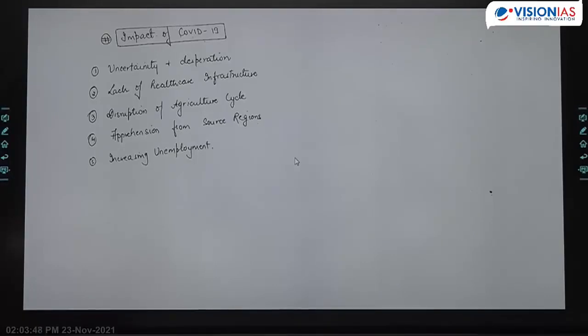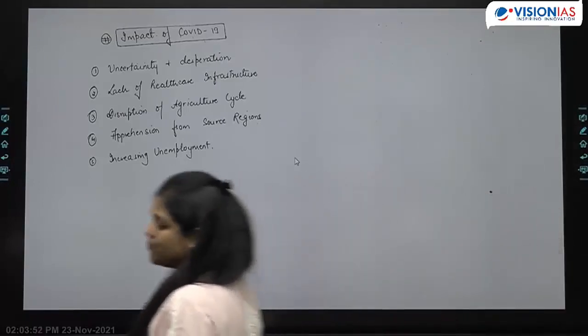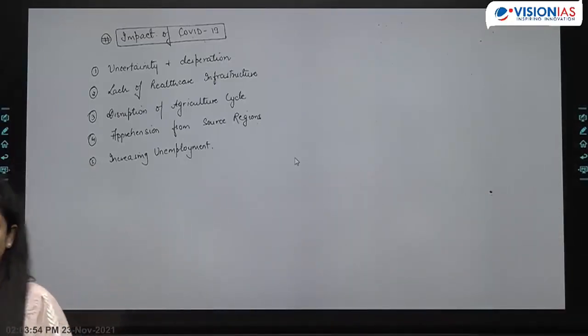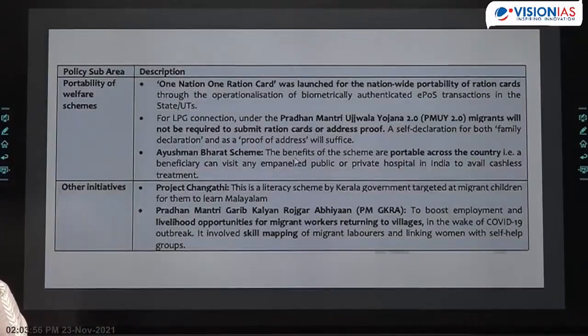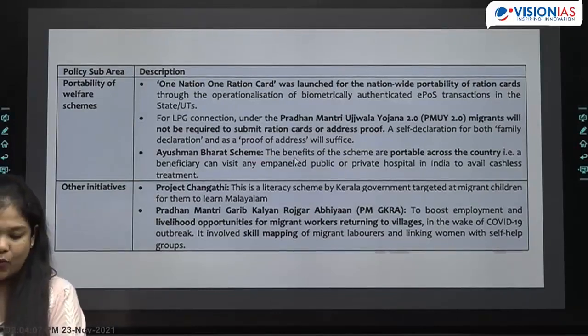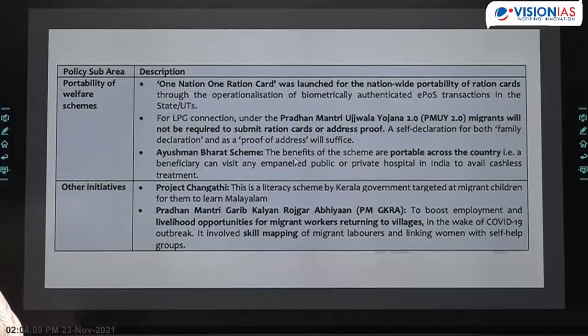Then obviously unemployment. Since most of them were recruited in the informal sector, there has been economic disruption and dislocation because of COVID-19. However, there has been some initiatives which have been taken by the government with respect to migrant population. For example, Ujjwala 2.0 की हम बात कर सकते हैं, या वन नेशन वन राशन कार्ड की बात कर सकते हैं, या प्रधानमंत्री गरीब कल्याण रोजगार अभियान की हम बात कर सकते हैं.